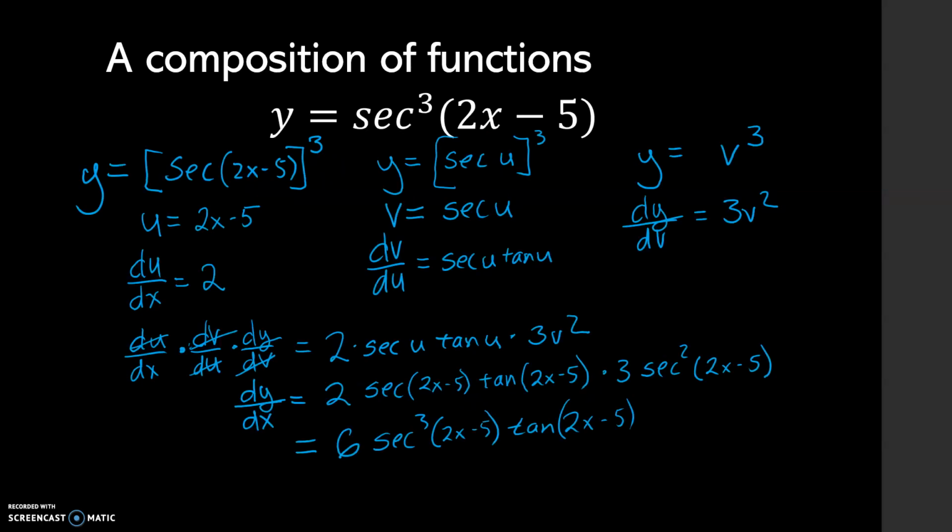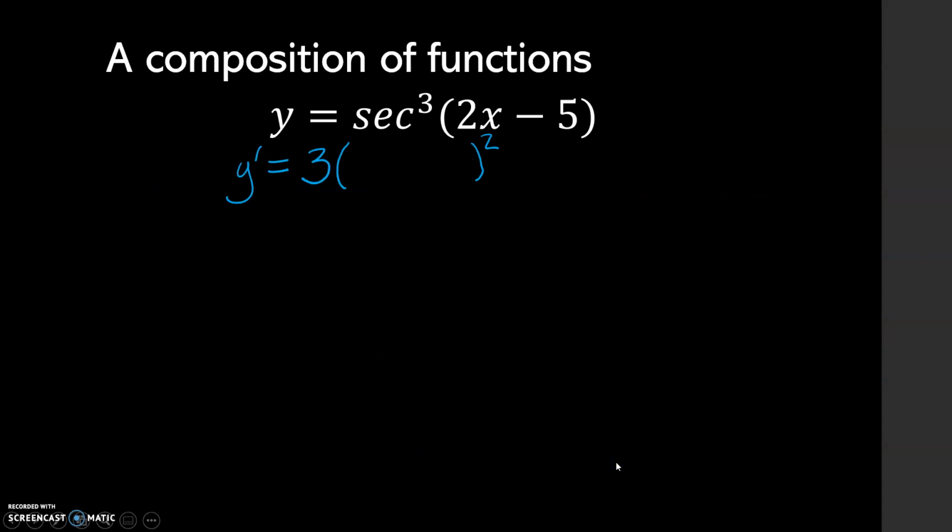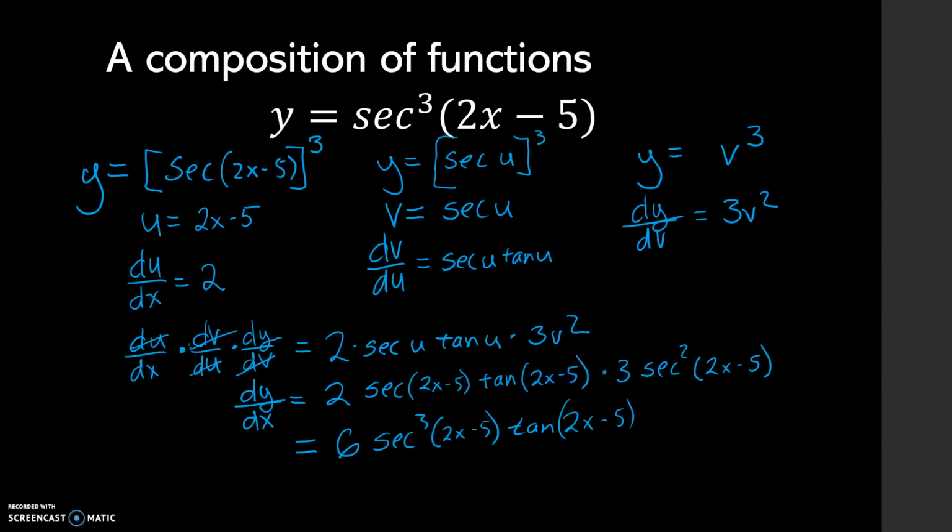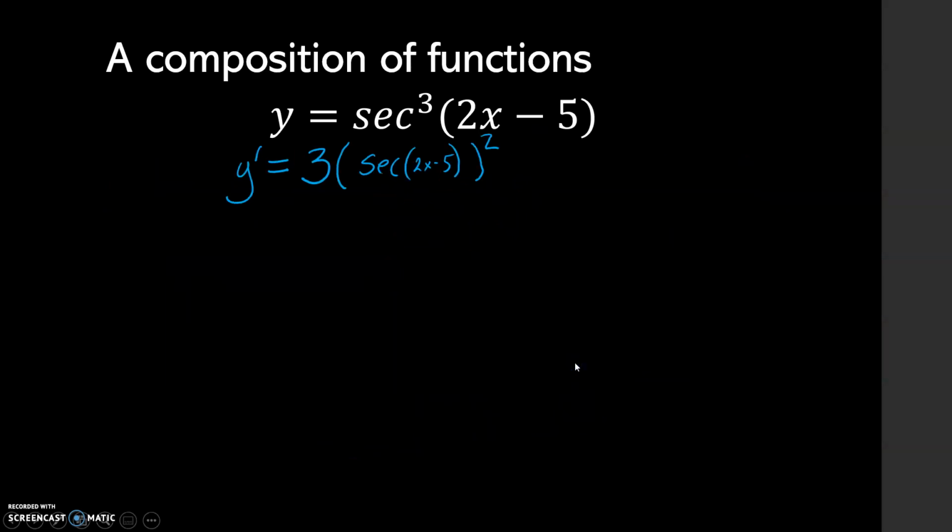I want to go back and forth between these. Now notice what we put in that 3 times that something squared. It's what was originally cubed. We had something cubed, and it has a derivative of 3 times that same thing squared. So inside of here is going to be secant of 2x minus 5. But when we did that, we also needed the rate of change, the derivative of that v, which was secant, the next inner function. So the derivative of that secant of something is secant tangent.